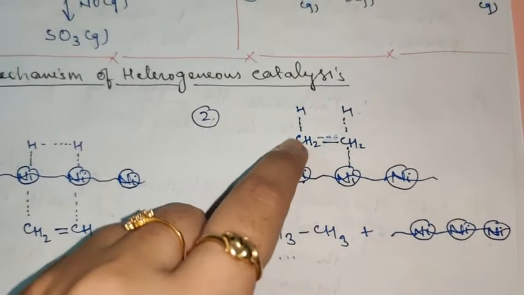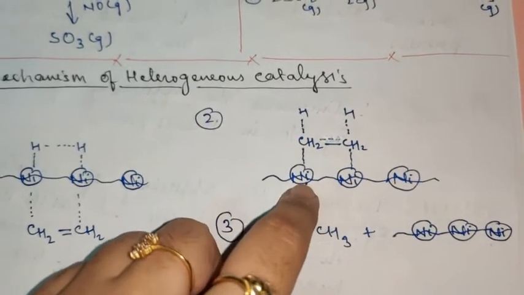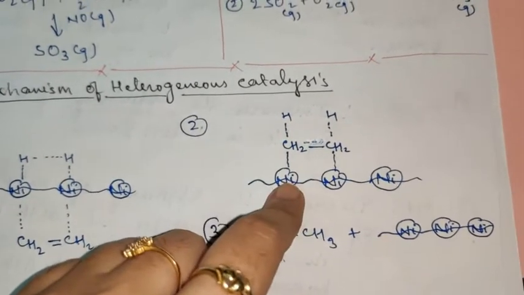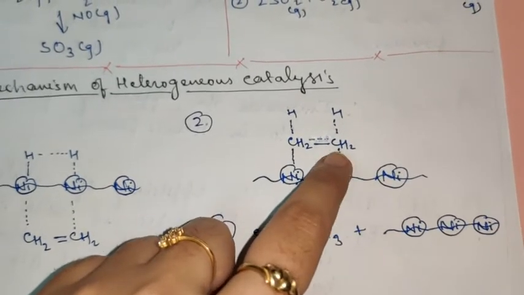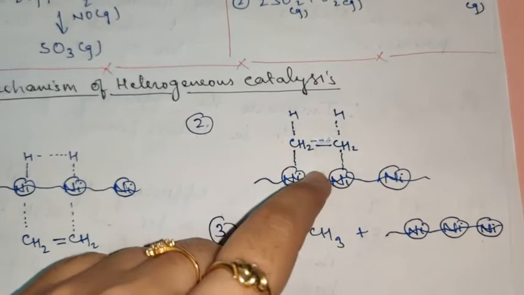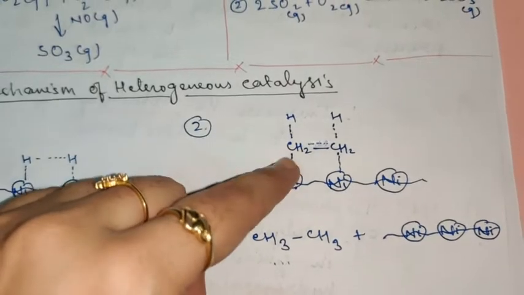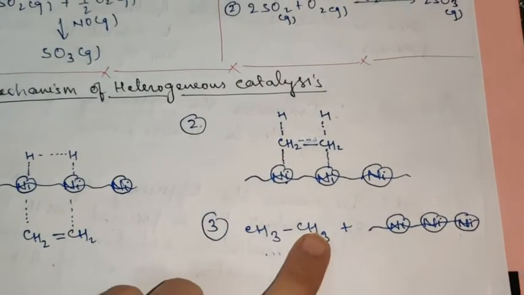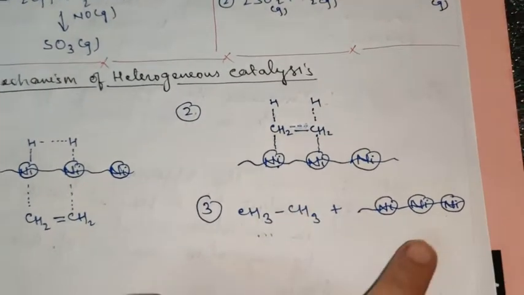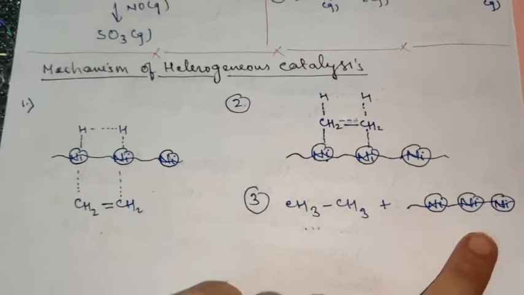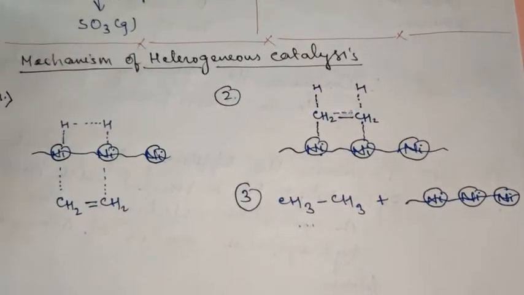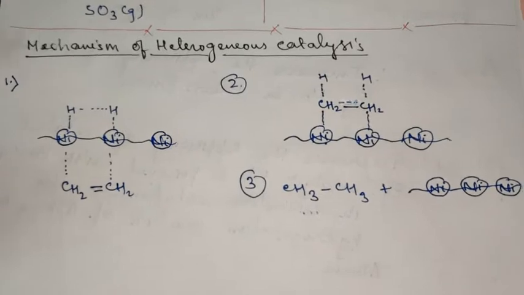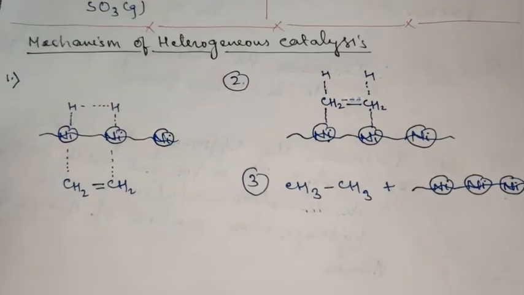So this previous bond of CH2 with nickel will start getting weakened. Now this bond will start breaking. Now as a result, what will happen finally? You will get CH3, which is the required product, and the nickel surface will be free. So basically you can see here the function of the catalyst is only the adsorption of the gaseous reactants.